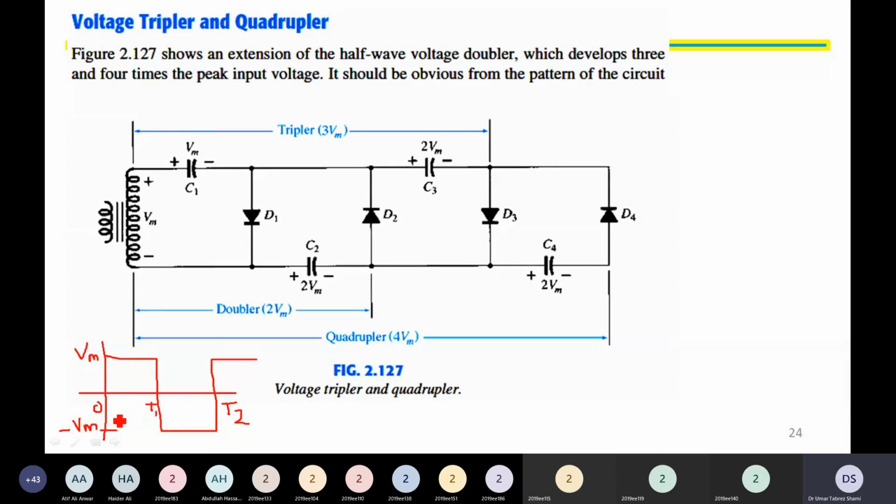Now let us consider the time 0 to T1, where we have positive over here and negative over here. This will cause D1 to conduct current, or D1 to be forward biased, and the capacitor C1 is now charged to voltage Vm. Let us label the output of the transformer such that this node is terminal B and the node over here is terminal A. Let us take the B terminal also as our ground terminal. So from 0 to time T1, diode D1 conducts and capacitor C1 is charged to Vm.